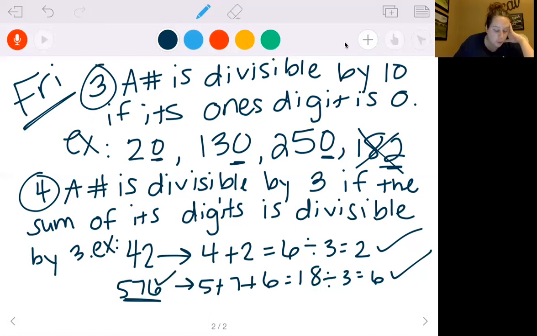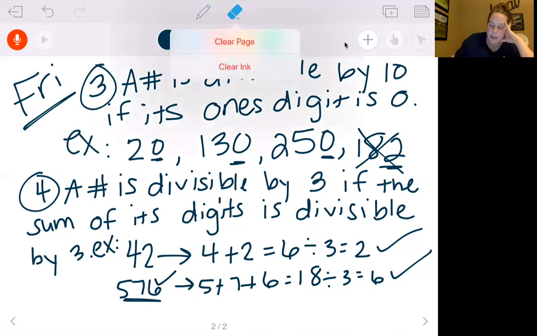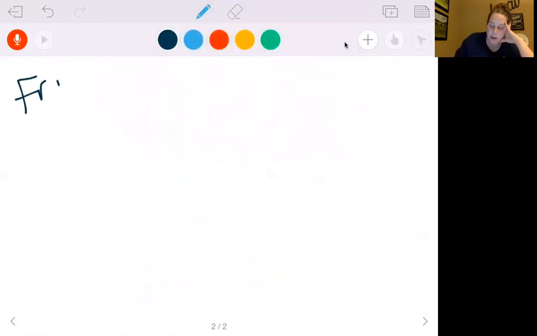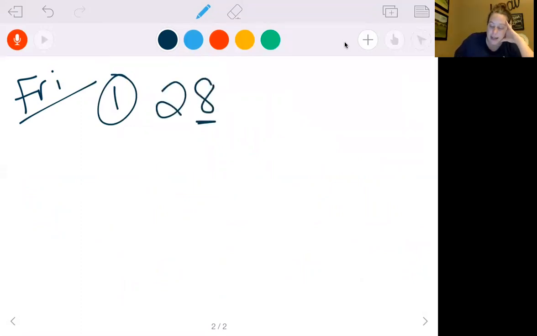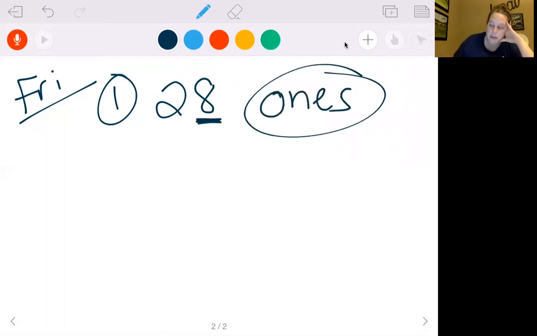Okay? So what you're going to do today is 1 through 19. So let's do some of these together. I'm going to clear this page. Let's do number 1 together. It says 28 is divisible by 2 because the blank digit is divisible by 2. Okay, so if we have 28, this digit right here is the one we're looking at. That's the ones digit. So that would be your answer.